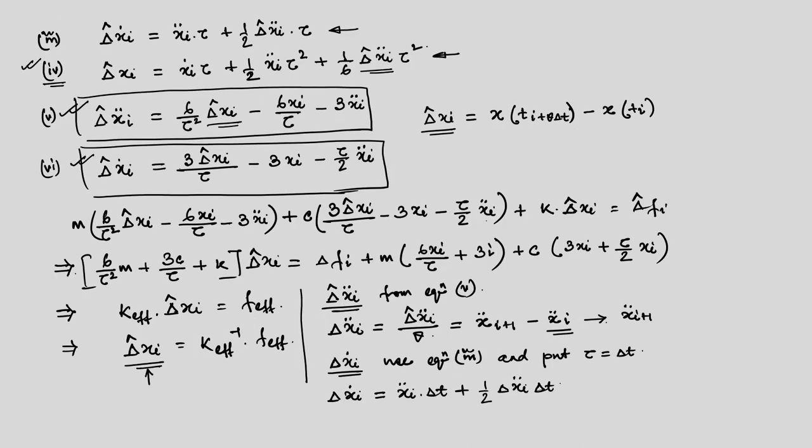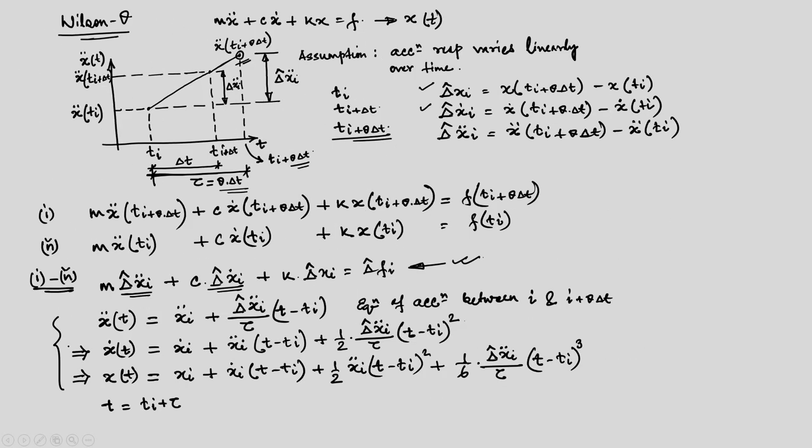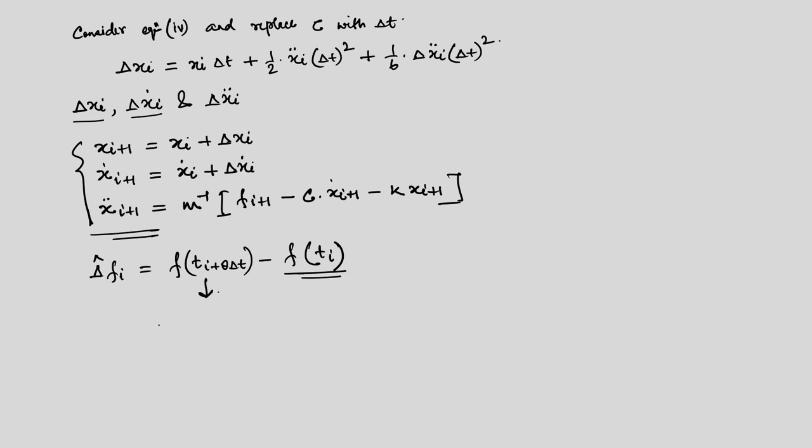Here I wish to draw your attention to two points. One is this delta f i hat. When we use delta f i hat, as per our definition, what is that? Force evaluated at t i plus theta delta t minus force evaluated at t i. We know the forcing function at the t i point, and if you look at the diagram, we know the forcing function at t i plus delta t. Using these two pieces of information, we have to project using linear interpolation. We have to find out the force at t i plus theta delta t.